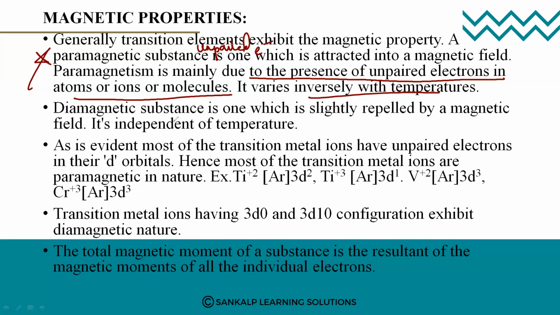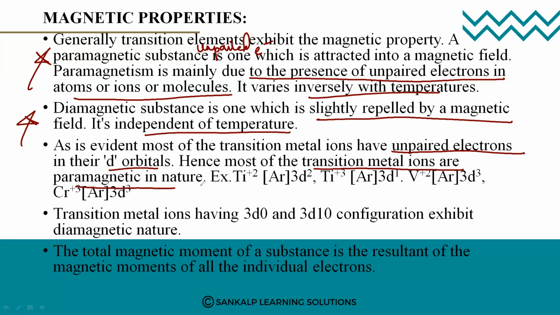What do you mean by a diamagnetic substance? A diamagnetic substance is one which is slightly repelled by a magnetic field. It is independent of temperature. As is evident, most of the transition metals have unpaired electrons in the d orbitals, hence most of the transition elements are magnetic in nature. Most of the transition metals are paramagnetic in nature. Whenever you have unpaired electrons, that transition element shows paramagnetic properties.